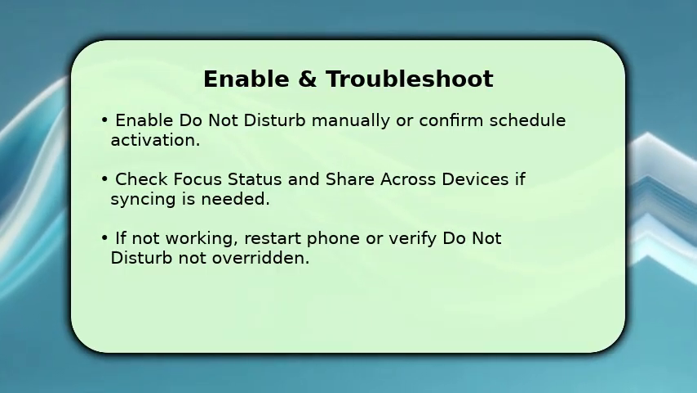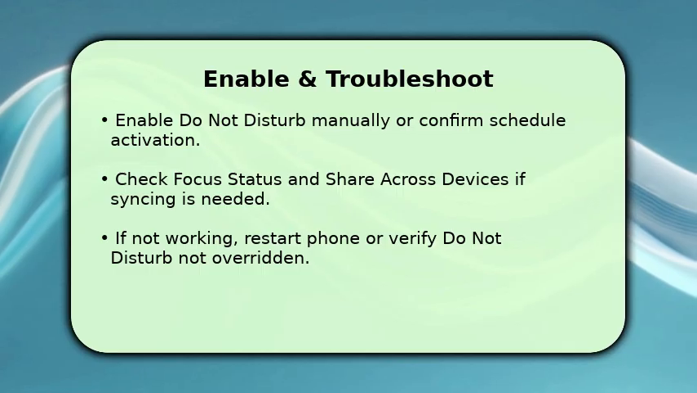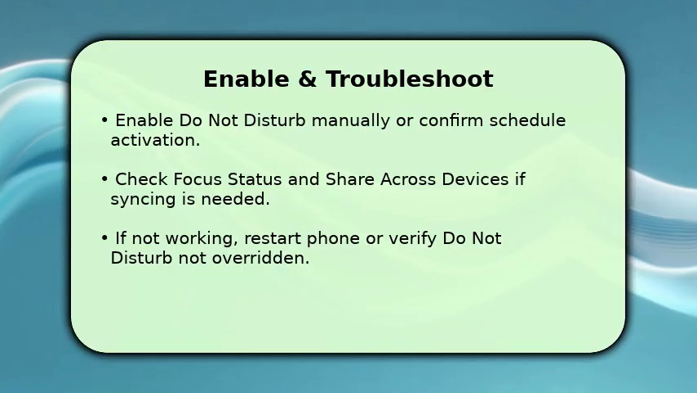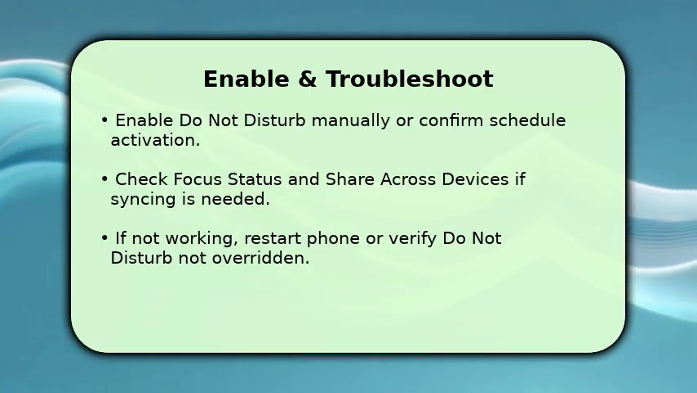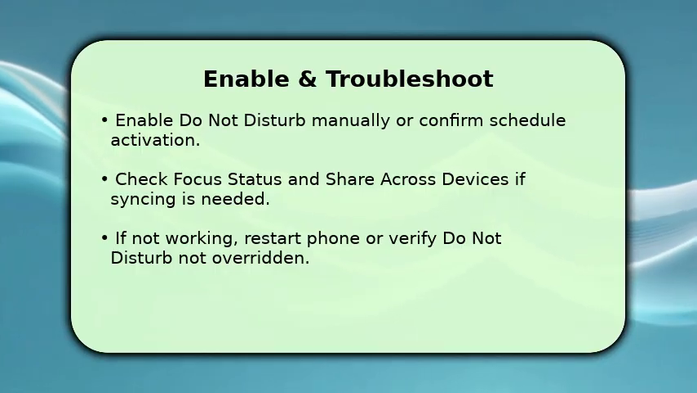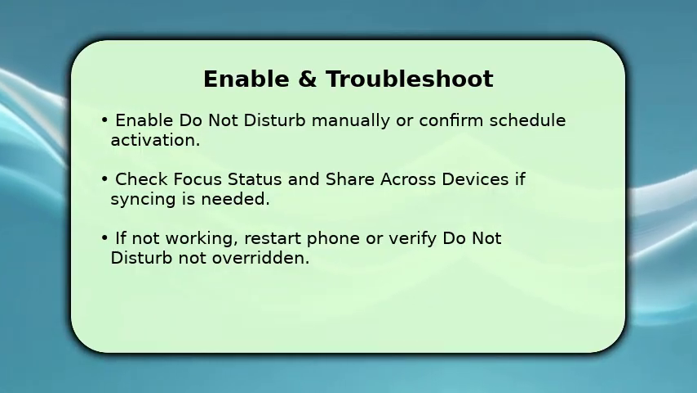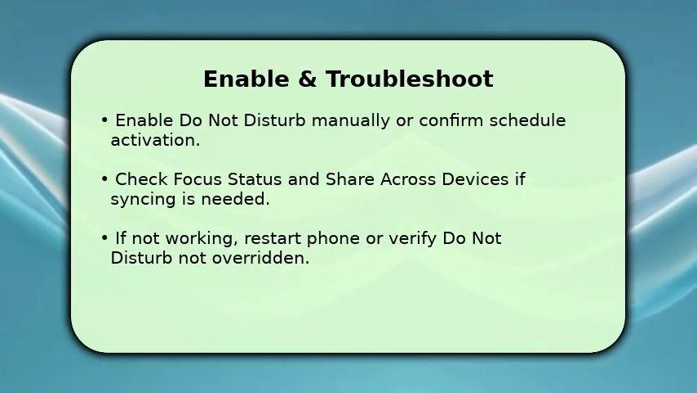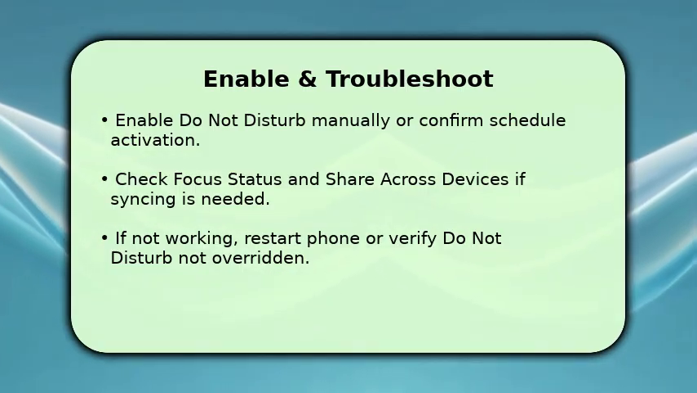Once done, test with a non-exempt contact to confirm silence. If notifications still come through, check overrides and Repeated Calls settings, then reboot the iPhone to clear transient issues. If a specific app breaks the rule, remove it from allowed apps. Otherwise, reset Focus settings as a last resort to restore reliable Do Not Disturb behavior.